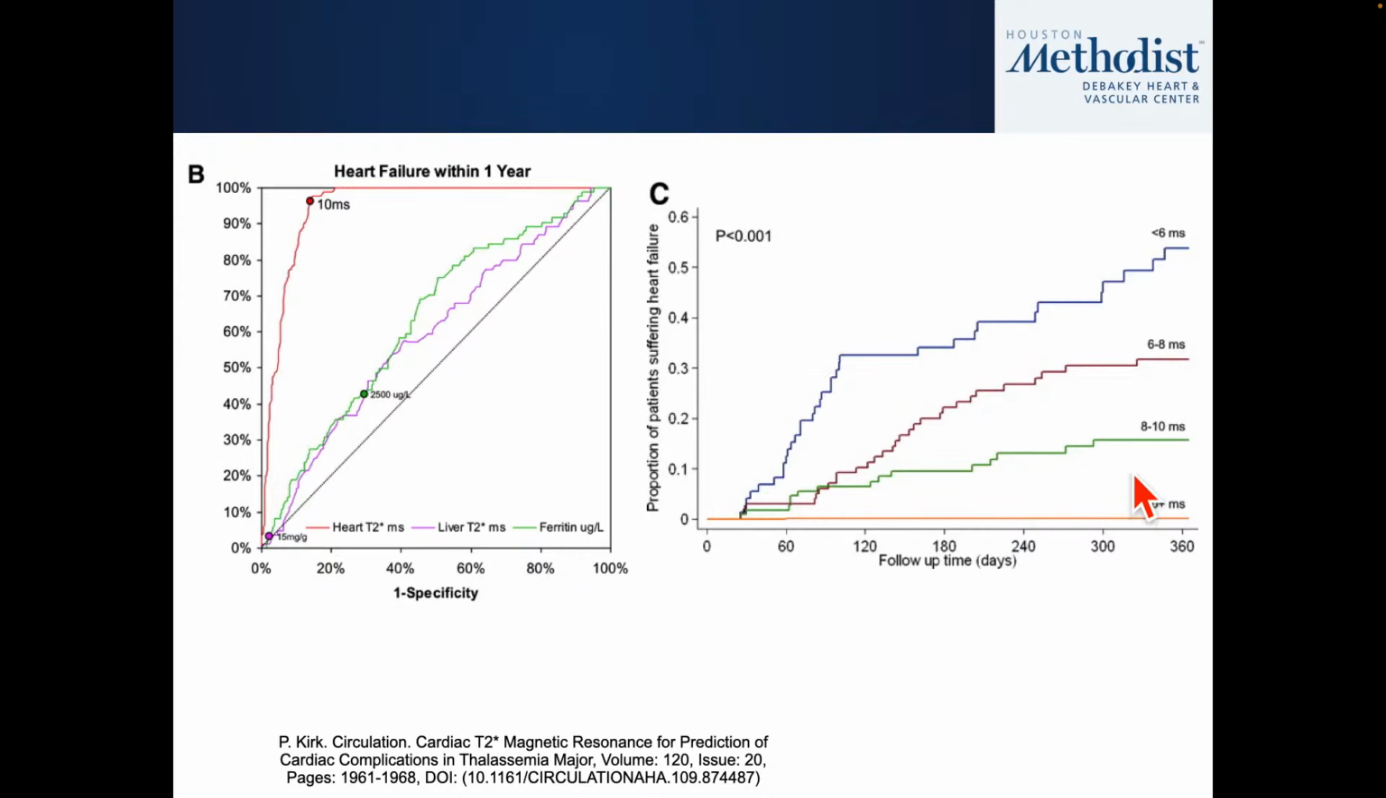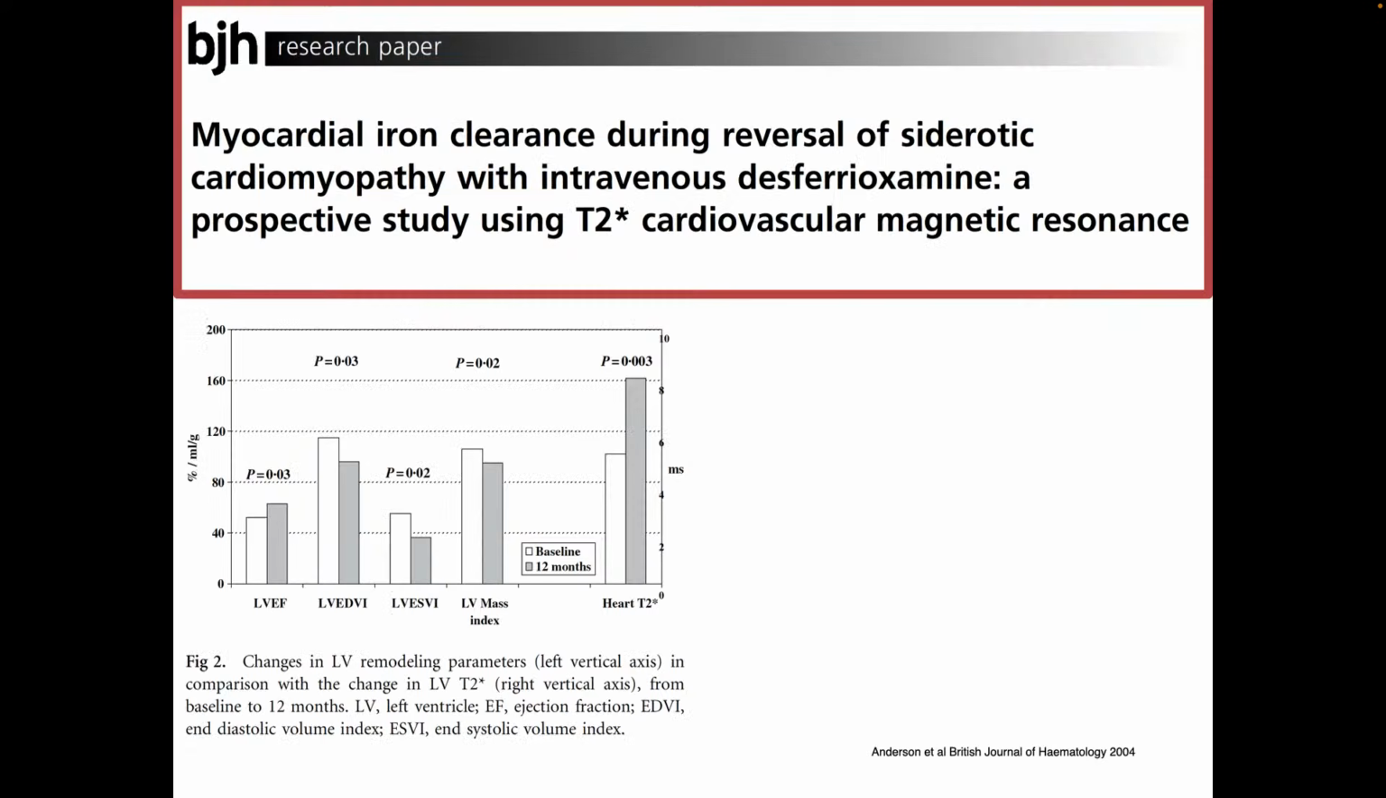And this curve shows that patients who have a myocardial T2 star of more than 10 milliseconds have a fairly good prognosis with a low incidence of incident heart failure, versus as the myocardial T2 star progressively gets lower, there's a progressively higher likelihood of the patient suffering from a heart failure event over the ensuing year.